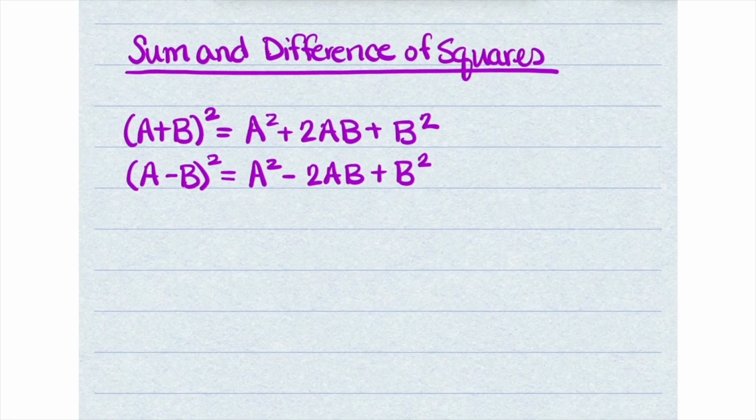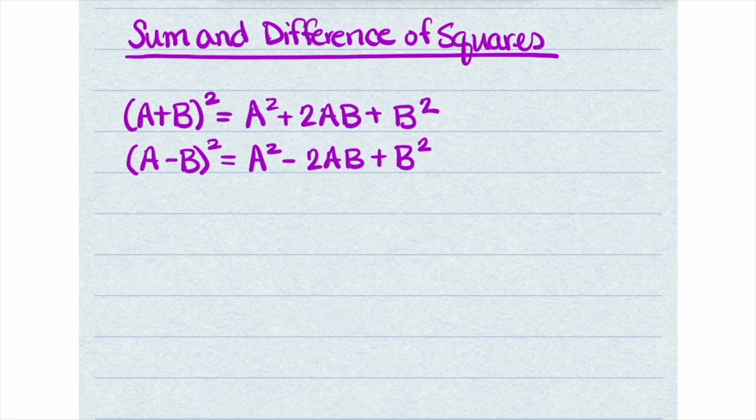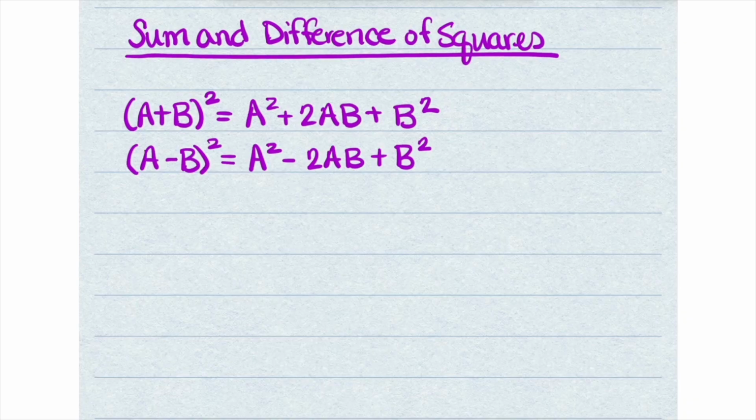This is the sum and difference of squares. Or sometimes they'll say squaring a binomial because these are binomials. So a sum or difference of squares. So a plus b squared is the same thing as a squared plus 2 times ab plus b squared. And a minus b squared is the same as a squared minus 2ab plus b squared.